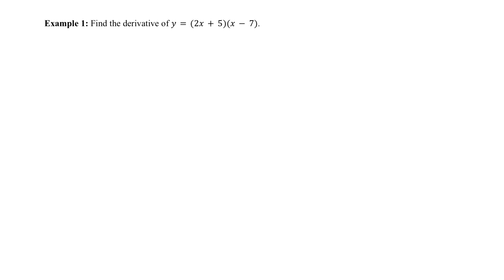If I try to do that, I would say y prime, with a question mark, equals the derivative of 2x plus 5, which is just going to be 2. And then the derivative of x minus 7 is going to be 1. Well, 2 times 1 is just 2. So is this my derivative?